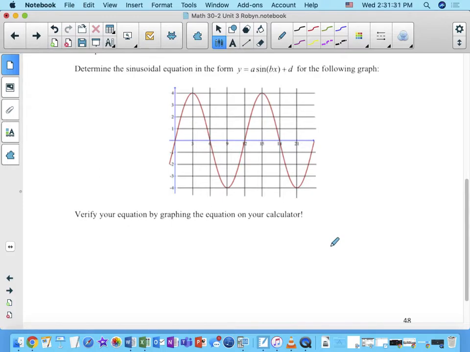Let's start with the median. What is the median of this graph? Can you see where the middle is? Is it at 1? The middle? Yeah, it's at 0. It's right here. So this is your median.